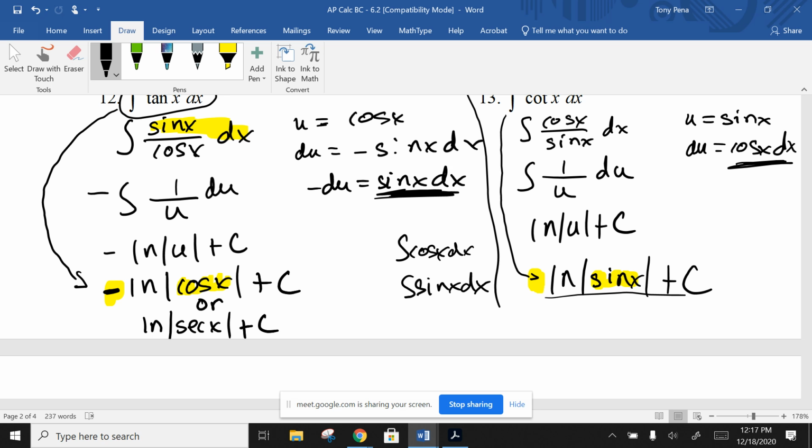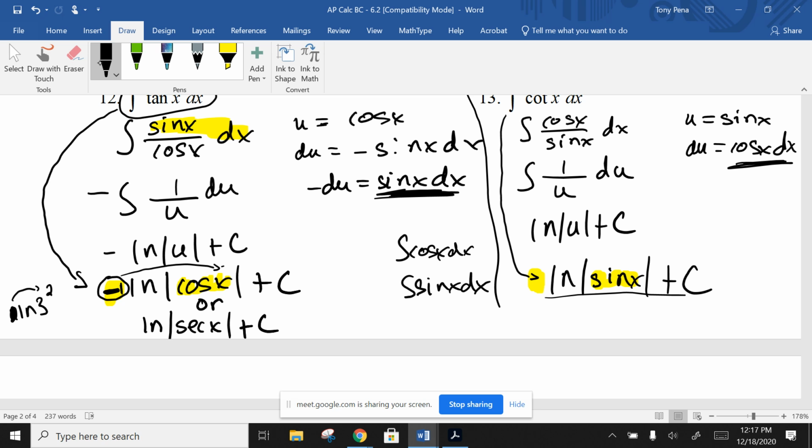Understand why that's possible. It's just our log rules. Like if I gave you 2 natural log of 3, can't we make this to the power of the 3? And then that's a natural log of 9. It's the same with this. So I can take this negative, which is really a negative 1. I can make it the power of my cosine. So that's why the log becomes positive.